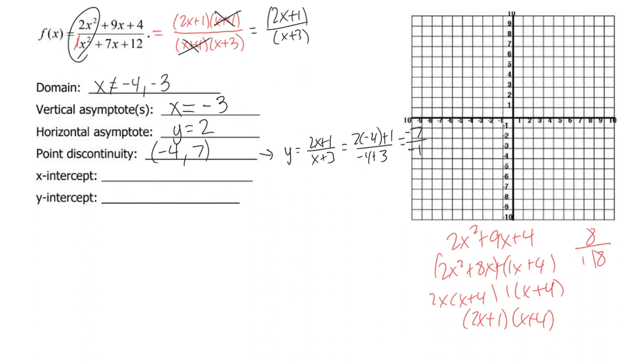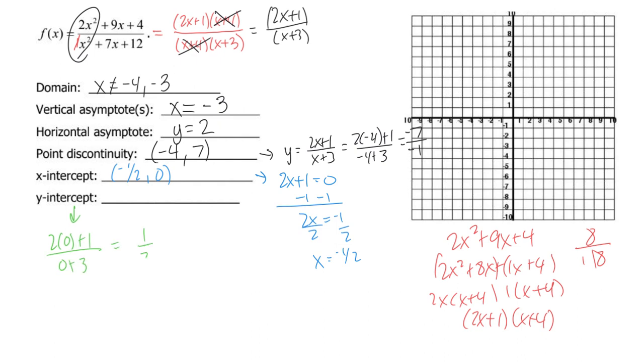The x-intercept, we set the top of the fraction equal to 0. Do the math. So x is -1/2. For the y-intercept, we plug in 0 for x. We replace x with 0. So that's 1/3. Okay.